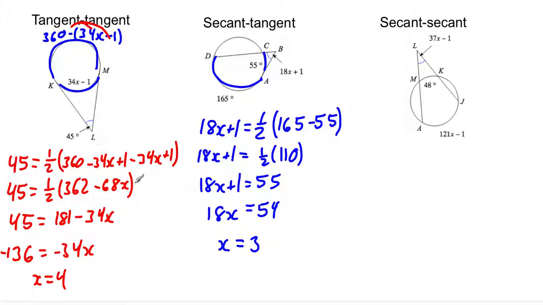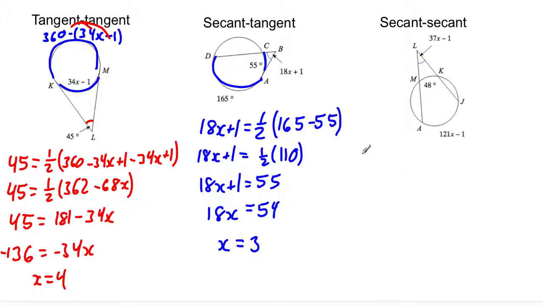So this involved a lot of algebra, but the concept is still the same. If I have the difference of the far arc minus the close arc, and I take half of that, I get this angle. And it still holds true for secants. So here I have two secants intersecting each other outside of the circle.